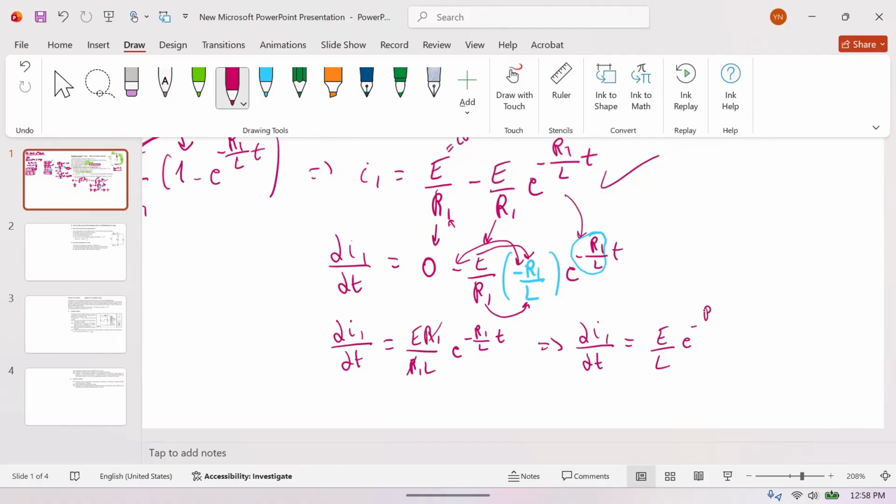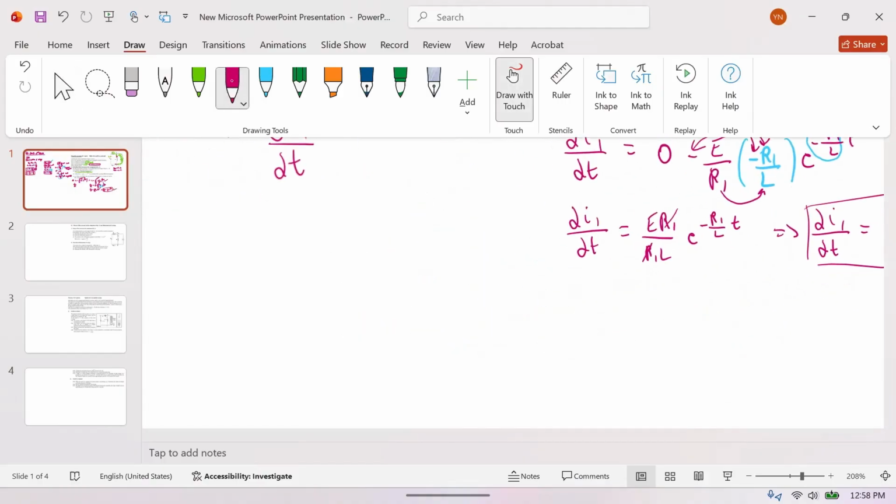If it's easy for you to solve it in just 2 steps, you can. If you struggle or you're nervous when you're presenting your tests, it's preferable you go step by step. Now I have my solution and I have its derivative. I take them and I replace them. So I replace I1 and di1 over dt in the differential equation.